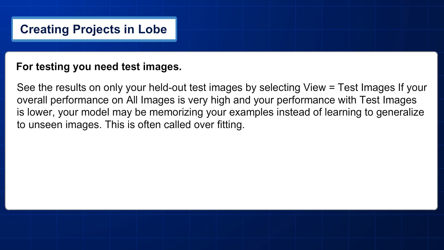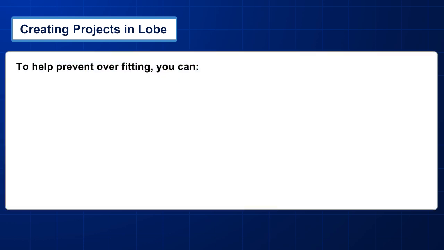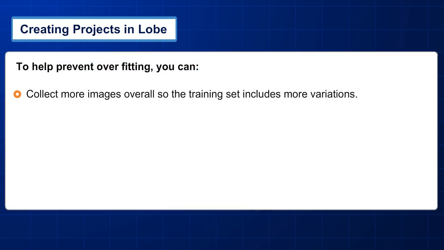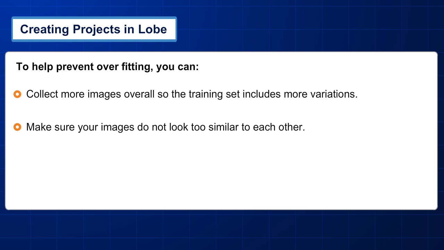If your overall performance on all images is very high and your performance with test images is lower, your model may be memorizing your examples instead of learning to generalize to unseen images. This is often called overfitting. To help prevent overfitting, you can collect more images overall so the training set includes more variations. Make sure your images do not look too similar to each other.